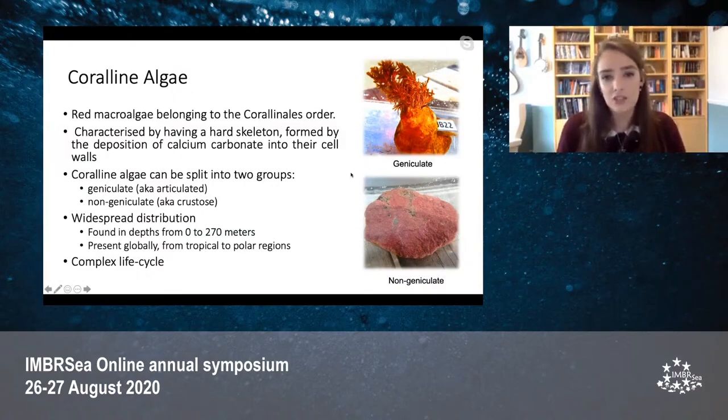So coralline algae in general have a widespread distribution. They can be found from the intertidal zone all the way down to depths of 270 meters, and they're present globally from the tropics to the poles. They perform a range of different ecosystem functions, and they have a very complex life cycle.